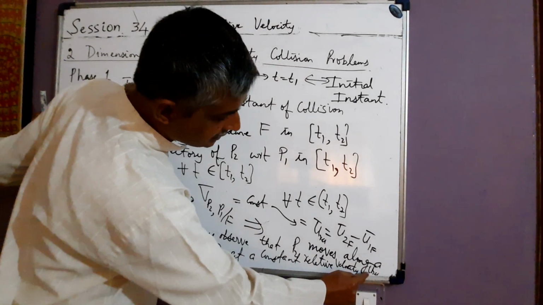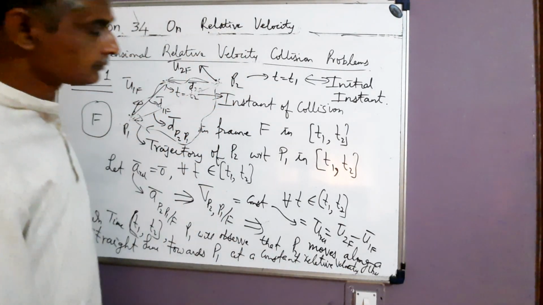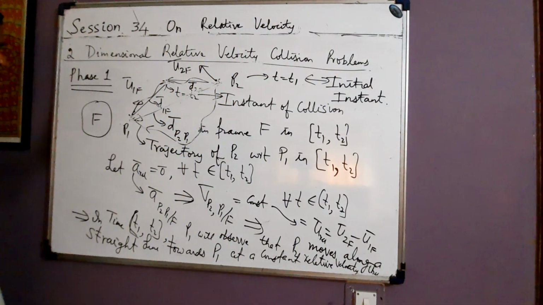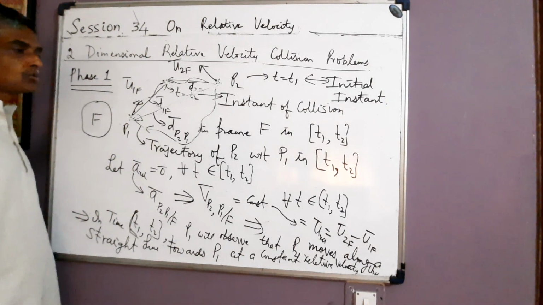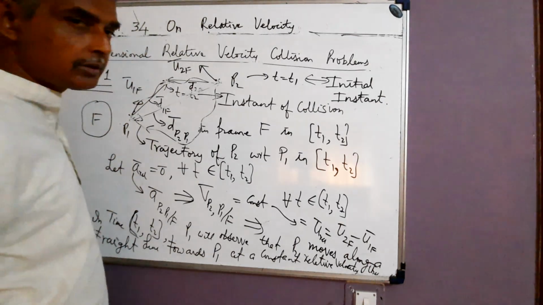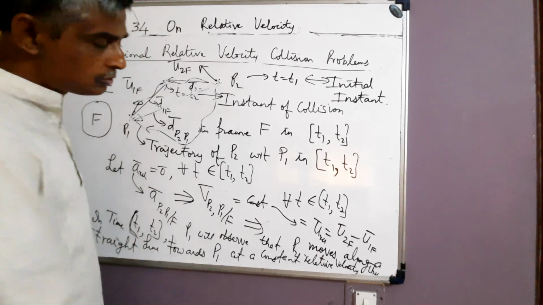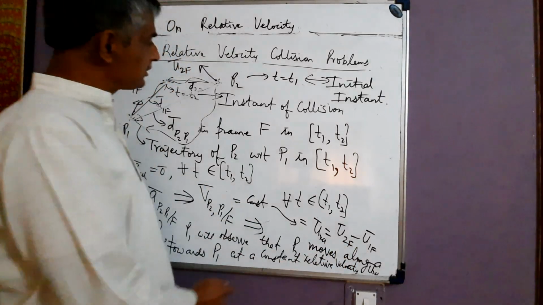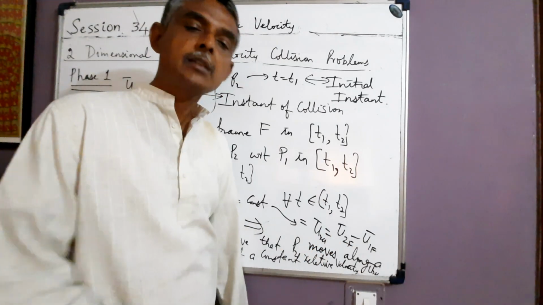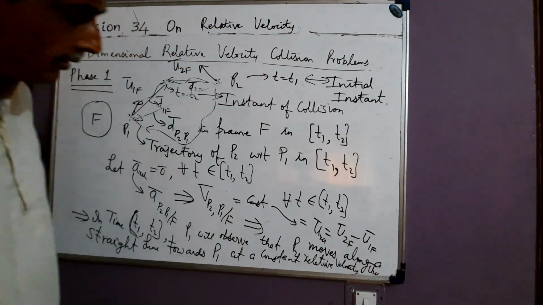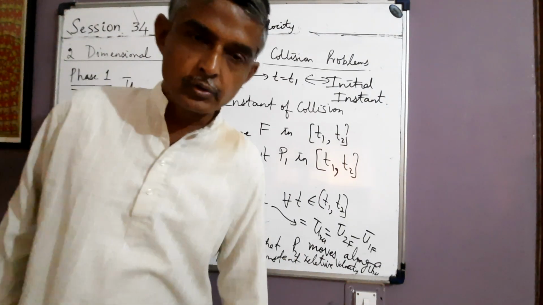Here it has become slightly clumsy, but this means u relative. Alright, I am repeating it. So finally we will say that in time interval t1 to t2, p1 will observe that p2 is moving in a straight path directed towards p1 at a constant relative velocity of u relative, that is u2f minus u1f, that is relative velocity between p2 and p1 in frame f at t = t1, that is at the start of this time interval. Alright, this is the final conclusion. So I'll rub it now.